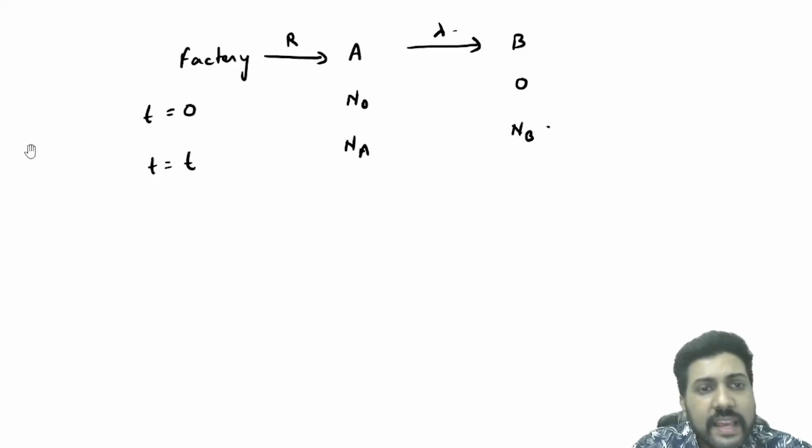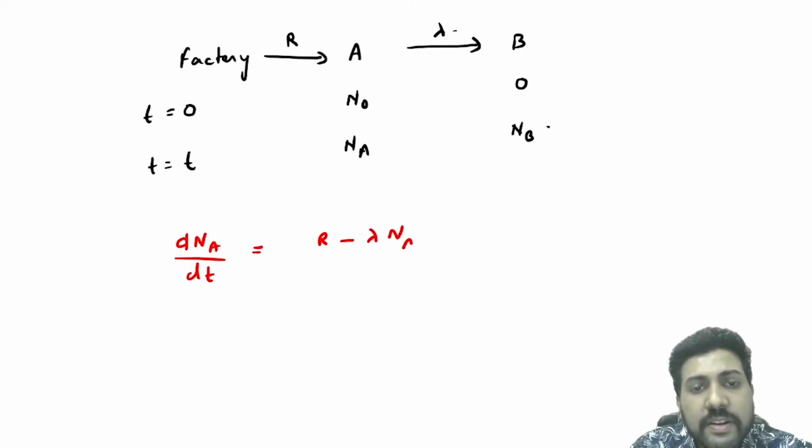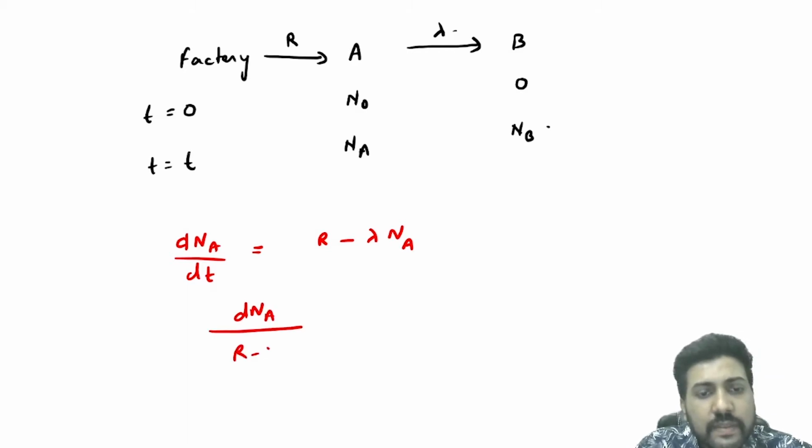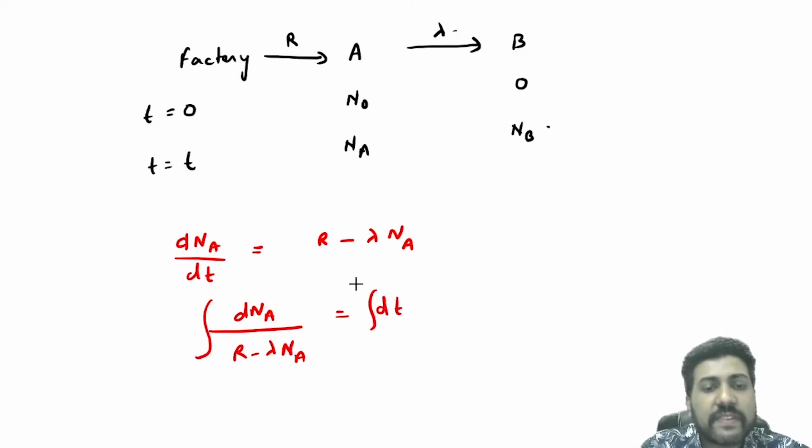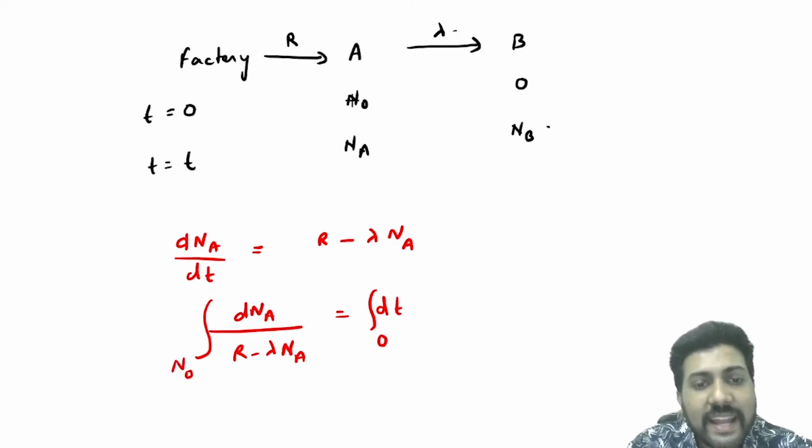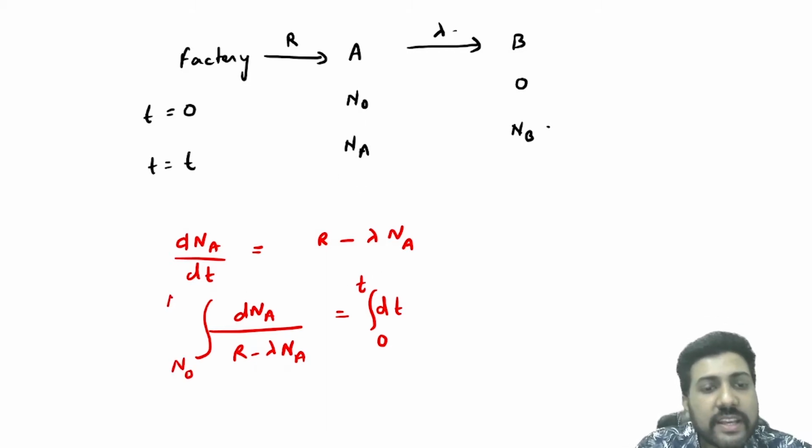Now in this case, again dNA by dt is equal to R minus lambda Na, because A is forming at a constant rate and decaying at a variable rate like this. So the same integration, dNa by (R minus lambda Na) is equal to dt, but this time the limits will be different. At t equal to 0, the number of nucleus of A is not 0 but n naught, and at t equal to t, the number of nucleus we need to find out.